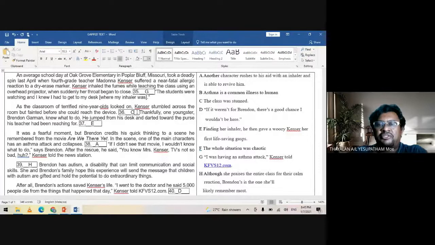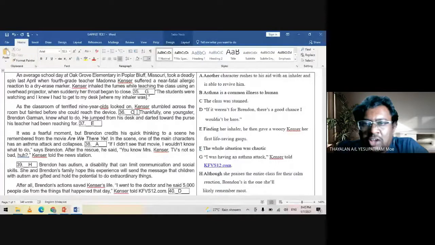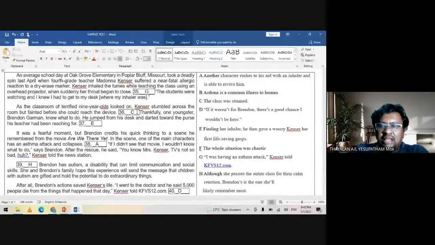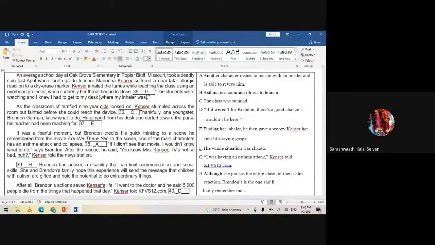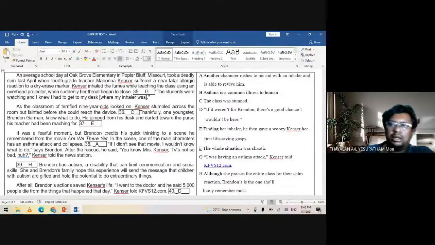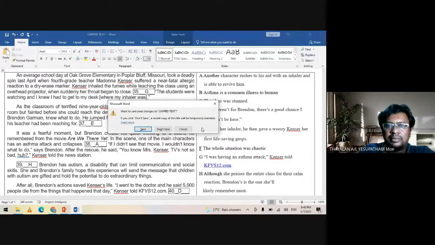So the additional two sentences were B and F: asthma is a common illness to human, as well as the whole situation was chaotic. These two are the additional words. Do you understand now how to answer this section? Okay, we'll move on with your vocabulary.